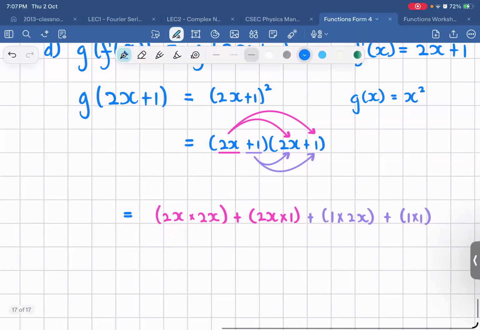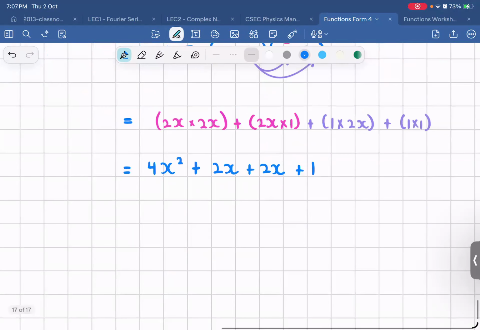So Shayna, first things first, what is 2 by 2? 4. Right, what's x by x? X squared. All right. Put back a plus sign. What is 2x by 1? 2x. Right. Where's 1 by 2x? 2x. All right. And where's 1 by 1? 1. Nice. Are you seeing any like terms there? Yeah, so 2x and 2x.